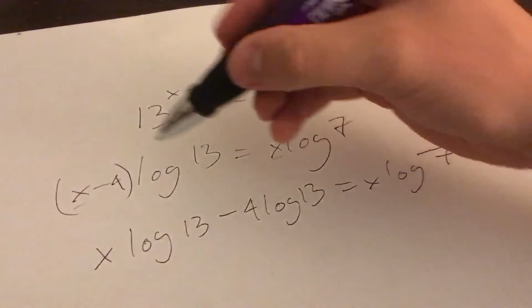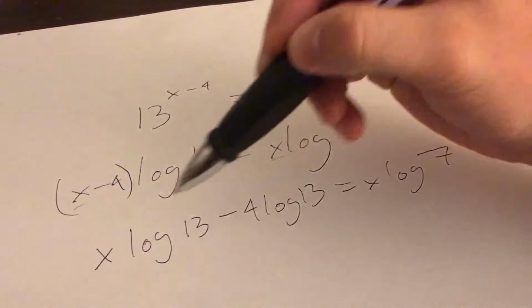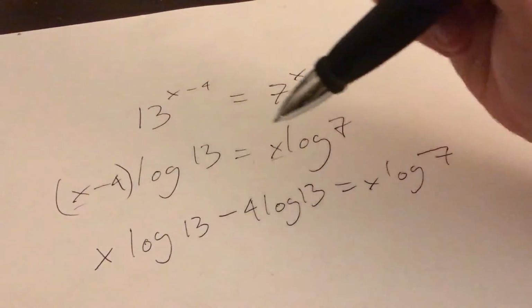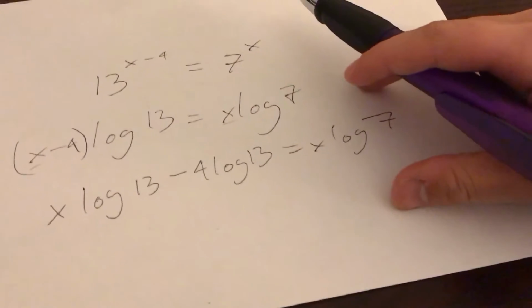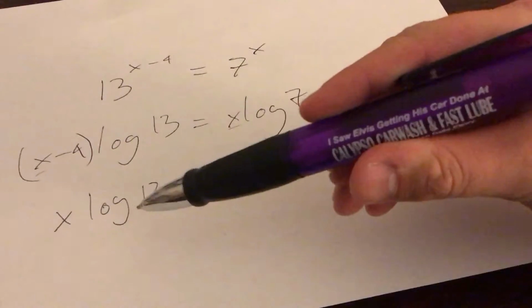So you see what I did there? Anytime you see that, please put it in this form because they probably want to make sure you know how to do that. So that's the distributive property of logs. Now, what can I do next to find x? Well, let's get x on one side. So let me bring that over here.